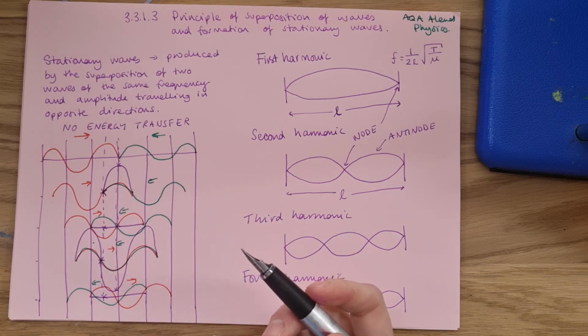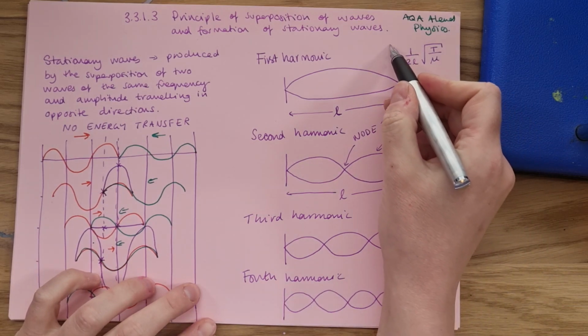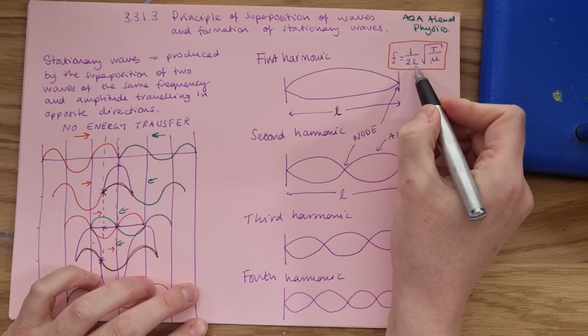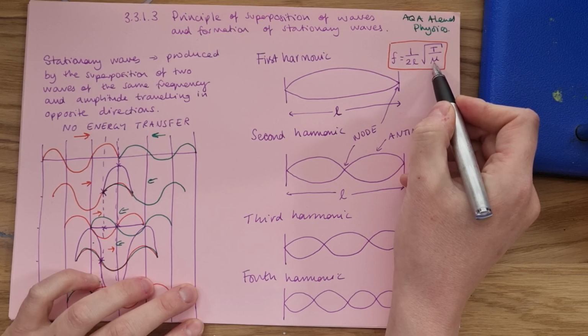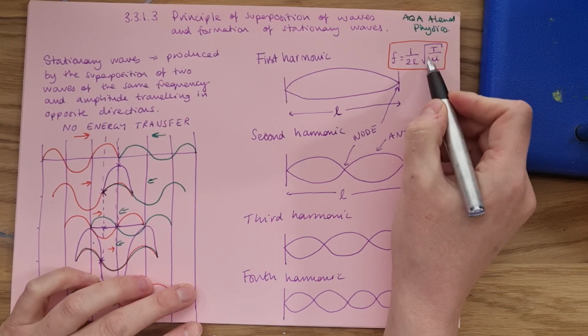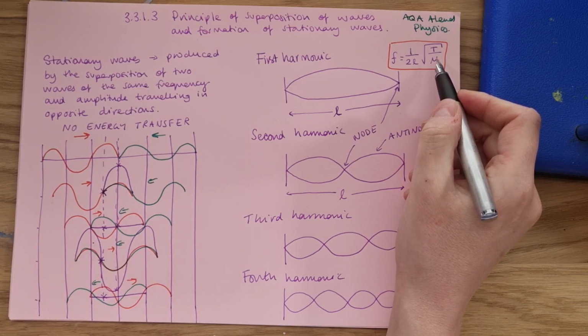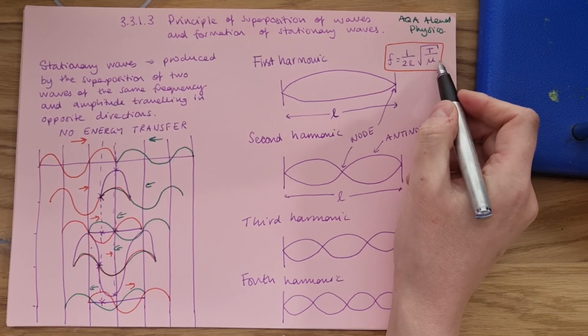Now, straight up, you get an equation for these stationary waves on a string. You get the equation for the frequency of the first harmonic is equal to 1 over 2L square root of T over mu, where L is the length of the string, T is the tension in the string, and mu is the mass per unit length of the string. The tension and the mass per unit length go as part of what the speed of the wave would be, but we're not too worried about that. We get given this equation.